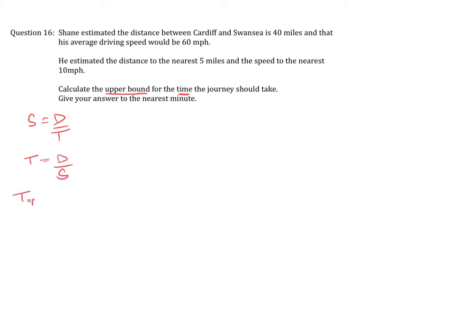So the time upper bound will be equal to the largest numerator, smallest denominator. So the distance, we want the upper of the distance divided by the lower for the speed. So let's look at the distance. He estimates it to be 40 miles, and this is to the nearest 5. So the upper bound on that would be 42.5 miles. So we're going to use that figure there.